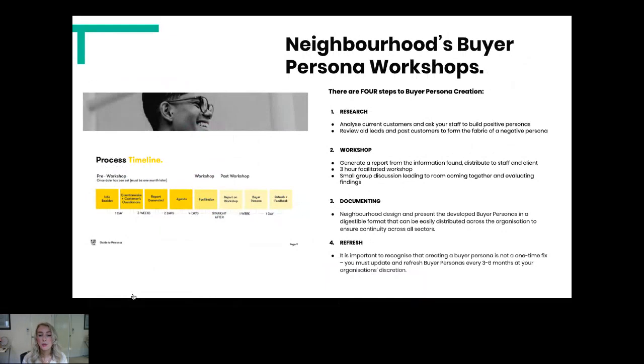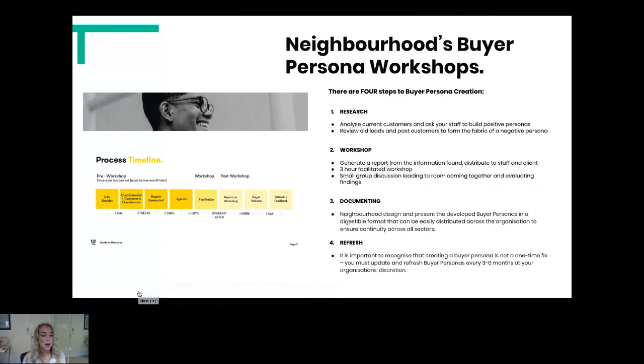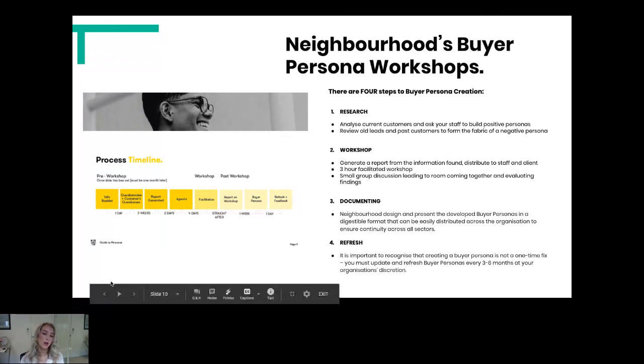We do this through 4 steps in our buyer persona workshops. So you can see on the left, this is our process timeline. We start with an info booklet, we give that out to a company, we send out some questionnaires, we generate a report based on those questionnaires. We then send out an agenda and facilitate a workshop where we create some buyer personas and then refresh those personas and provide feedback on how well they're performing. So there are 4 steps in the buyer persona creation process.